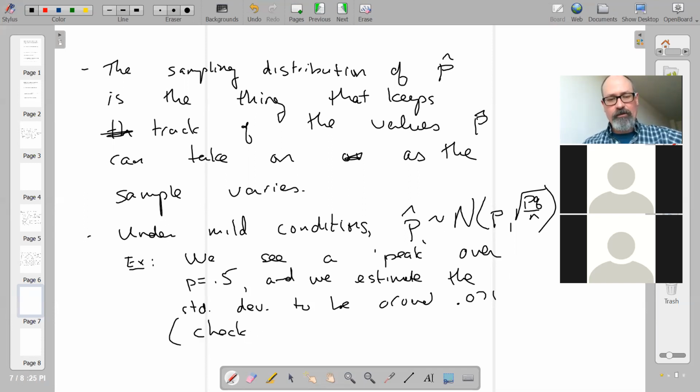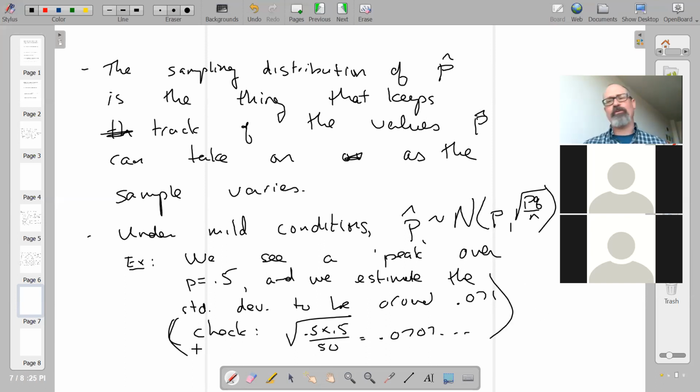Check that when you take the square root of 0.5 times 0.5 divided by 50, you get something that's about 0.0707 and some change. So again, we're seeing with that coin example, the simulation of the sampling distribution. But in general, we're going to treat something like p hat, under some mild conditions, as something which is normally distributed with mean p and standard deviation equal to the square root.